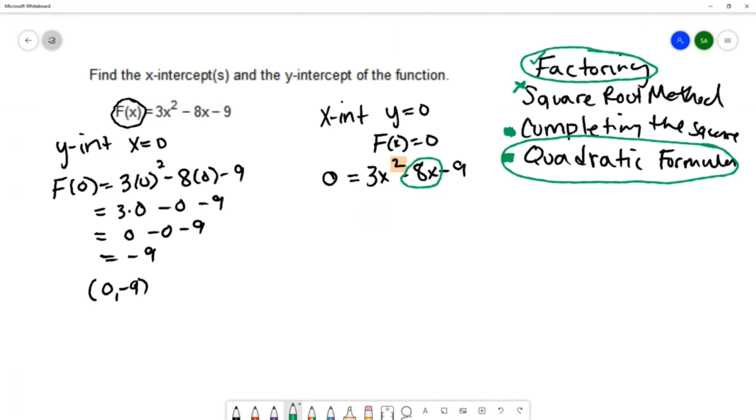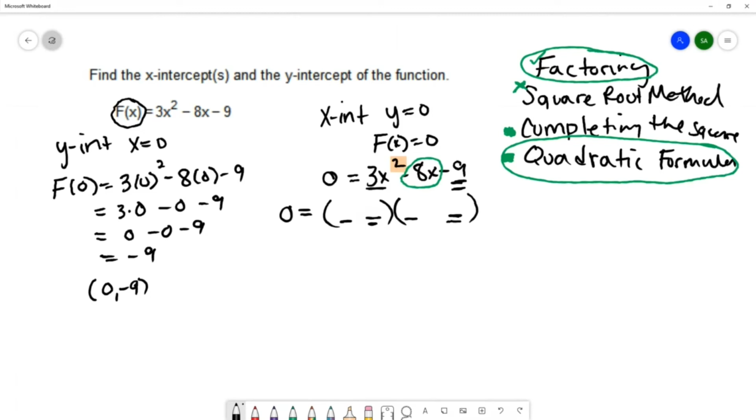So let's start with factoring. When I factor, I use a technique called trial and error or guess and check. And so I set up two parentheses here, and these two terms in the binomial need to multiply to be the first term, and these two terms in the binomial need to multiply to be the last term.